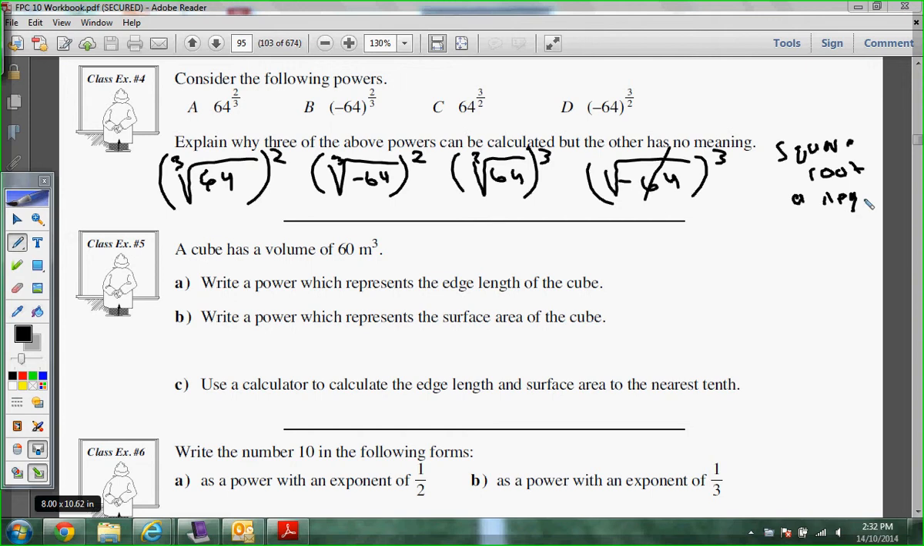Okay, a cube, so a cube means all the sides are what? The same. Write the power, which represents the edge length of the cube. So in terms of a power, how could you write that with an exponent? What do you think, Janae? How could you do that? Right, because we want a cube root, and 1/3 is cube root. Good. So 60 to the 1/3 is how you write that if you want to find a single side.